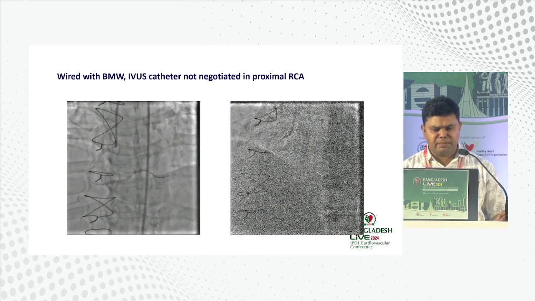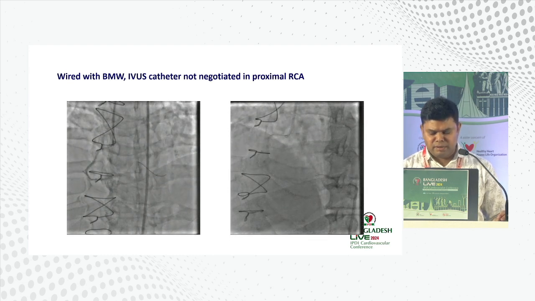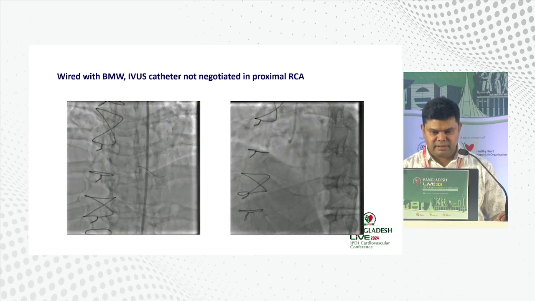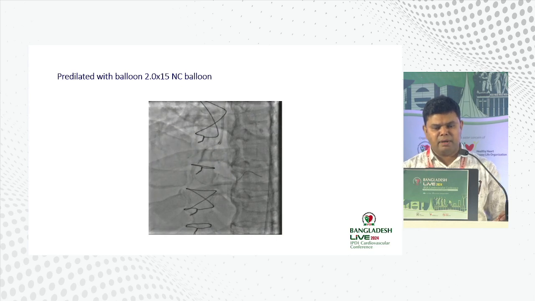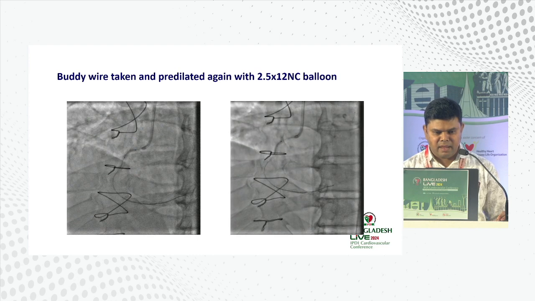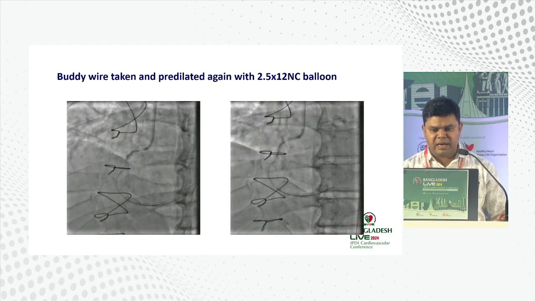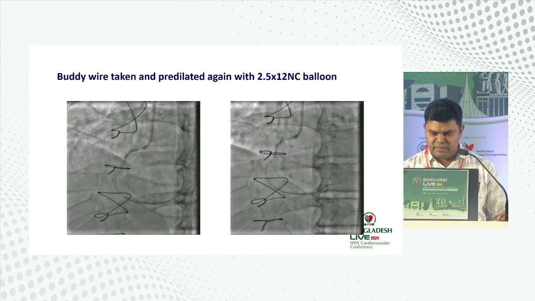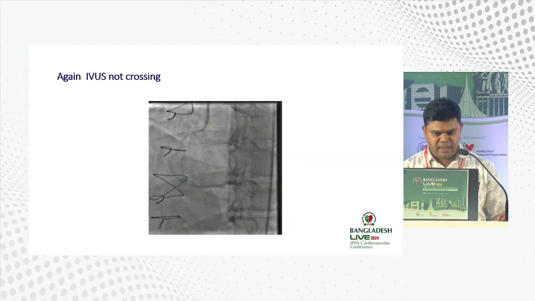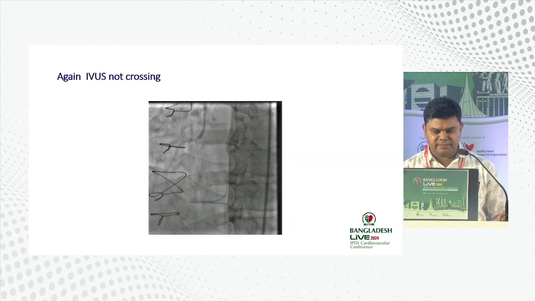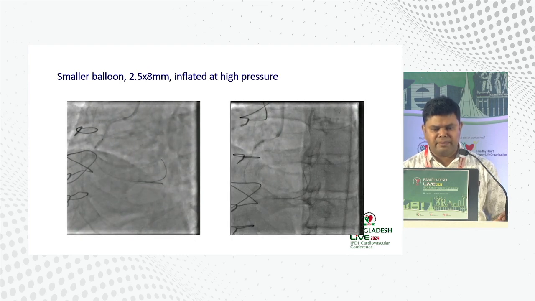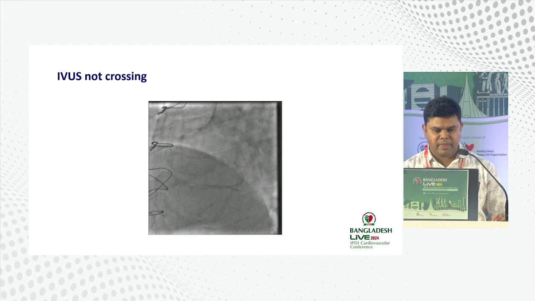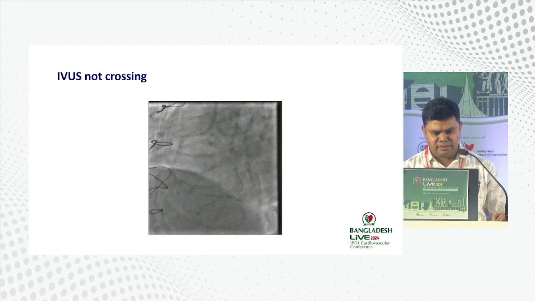First, we wired with BMW and tried to negotiate the IVUS catheter, but it did not cross. Then we pre-dilated with a 1.5 NC balloon, and buddy wire was taken and pre-dilated again with a 2.5 NC balloon. Again, IVUS is not crossing. So we took a smaller balloon, 2.0, and inflated at high pressure. Still, IVUS did not cross.